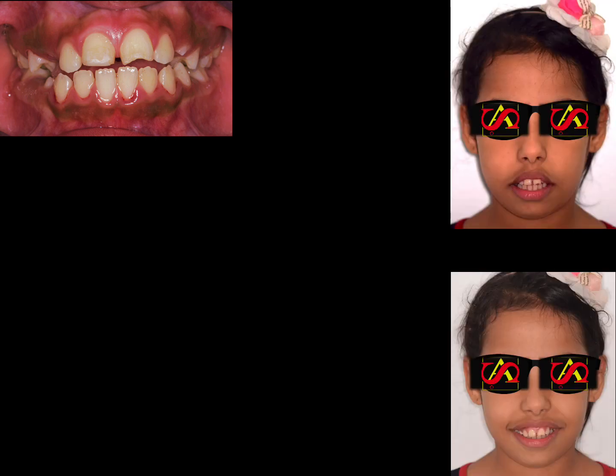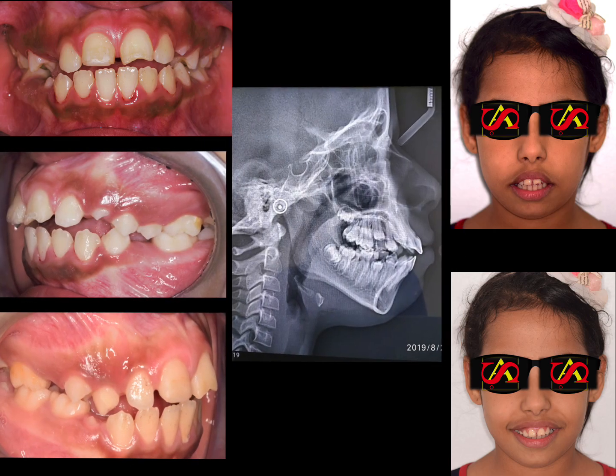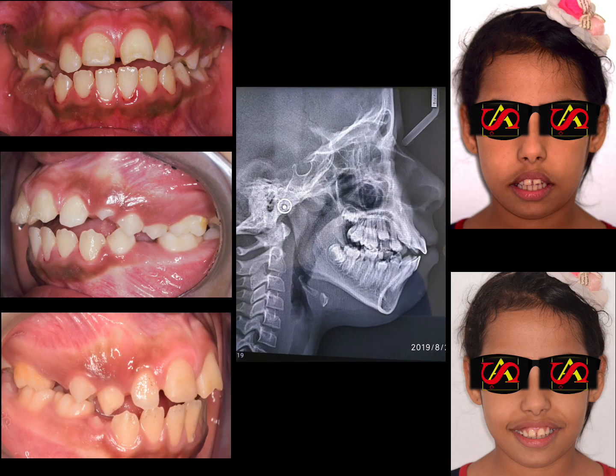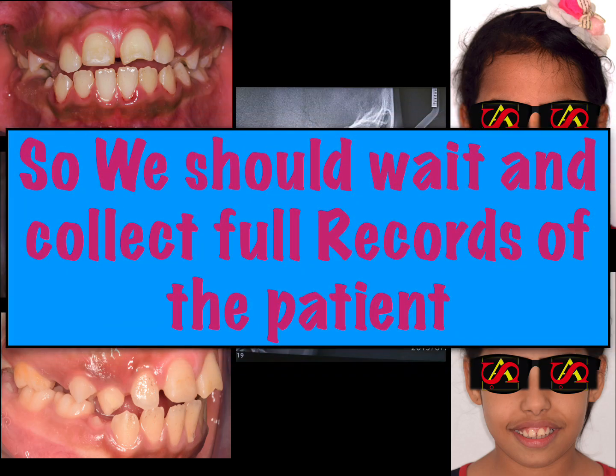After you get a lot of records, you discover that the patient has increased incisor show during smiling, so the extrusion of the upper incisors is not suitable for this case. After gaining more records, the patient has proclined upper and lower incisors, so this case is indicated for extraction, and after extraction the open bite may be relieved. So it's very important to put in mind that we should wait and collect records of the patient.